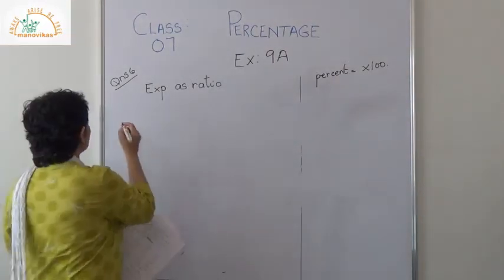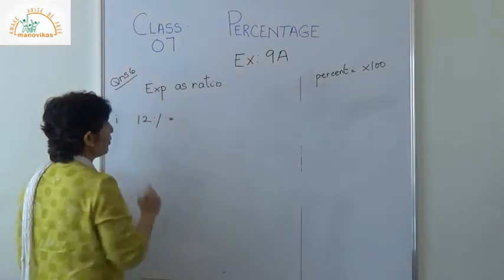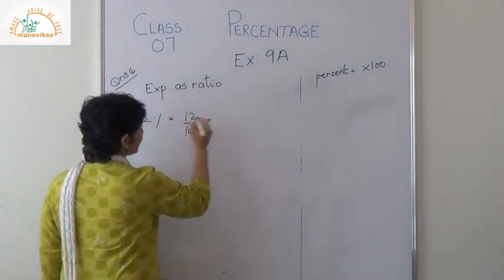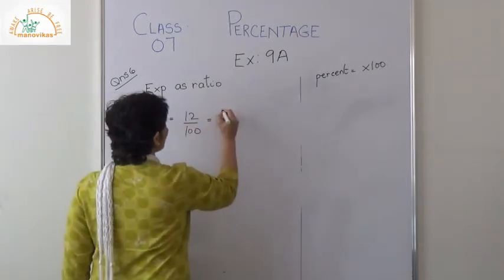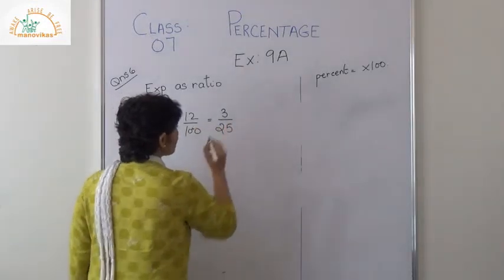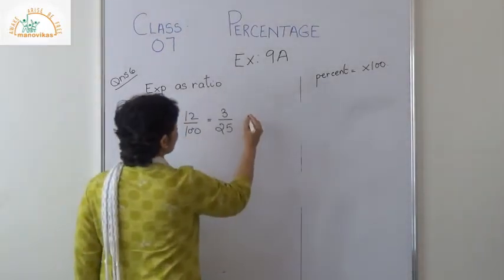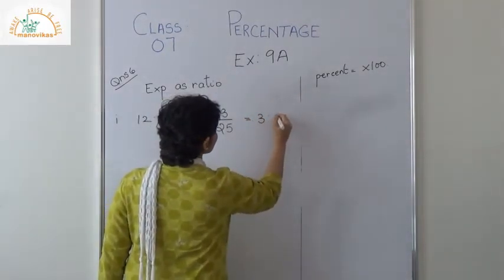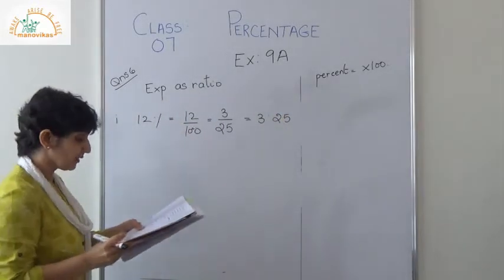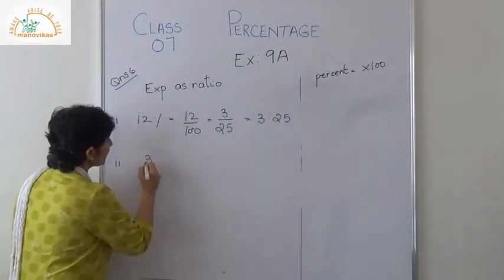Now the first one given to you is 12%. Now you know 12% means 12 upon 100. When I reduce this, 4 3s are 12, 4 2s are 8, 9, 10, 4 5s are 20. Now this is in the form of a fraction. What do you want? Ratio. So my answer is 3 is to 25. Clear?